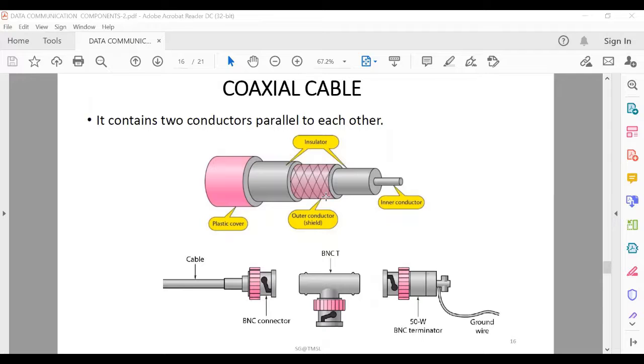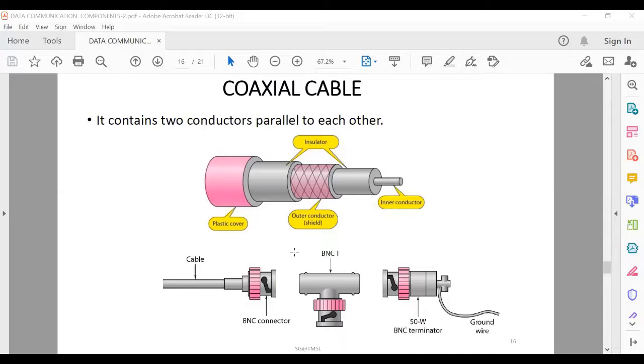And finally a jacket, an outer jacket for environmental protection. So there is the insulator, and after that there is a jacket. Now, two types of coaxial cables are used in transmission. One is called the baseband transmission, and another is the broadband transmission.